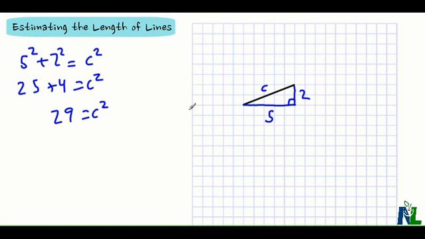So the area of the square on that line would be 29 units squared. The side length will be the square root of 29. 29 is between 25 and 36, a little bit closer to 25. So I'll say that C is approximately 5.4. Okay, so that's how you would get a line segment if you're just looking for a missing line segment.